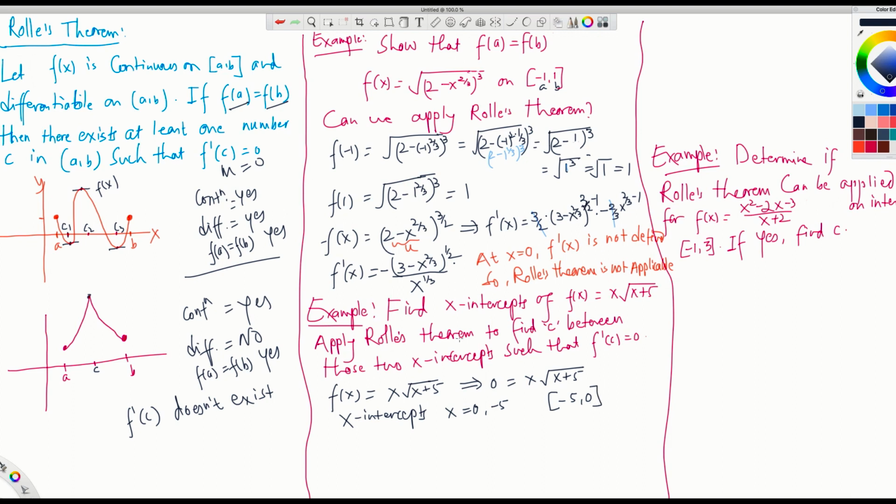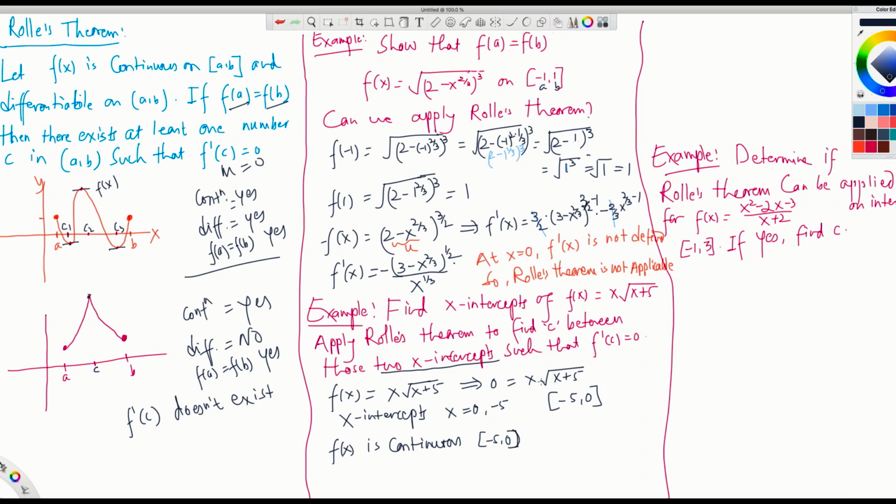What it says is to apply Rolle's theorem to find c between those two x-intercepts. So we are applying Rolle's theorem in this interval, okay? To apply Rolle's theorem, what do we do? We check the three conditions. So let us check that. The first condition: is the function f(x) continuous on the interval negative 5, 0? The answer is yes, right?